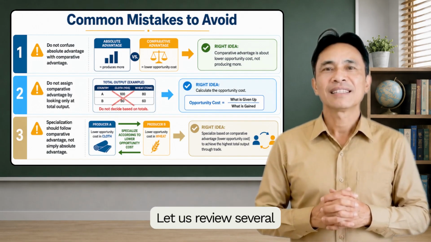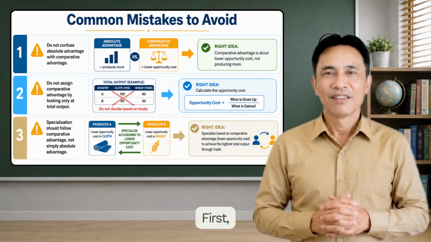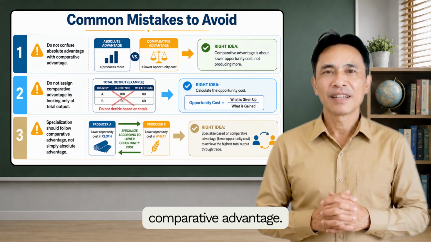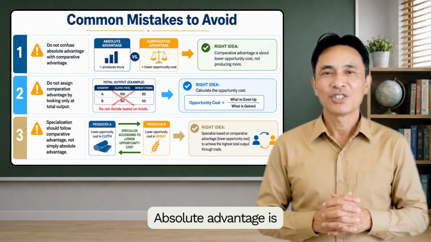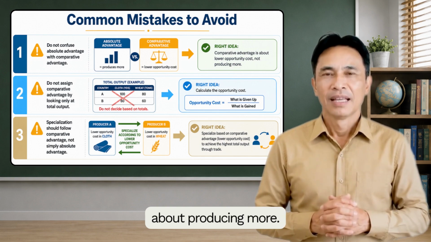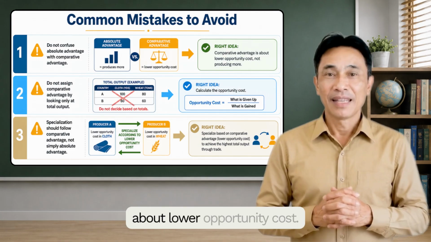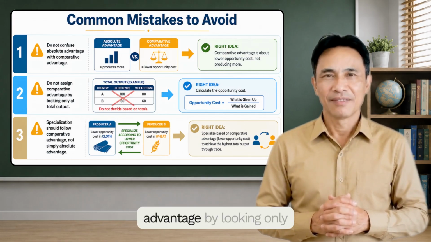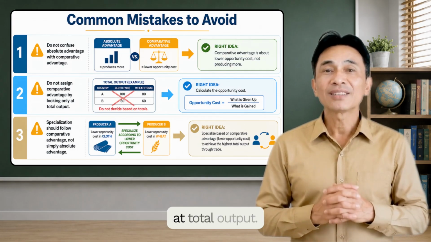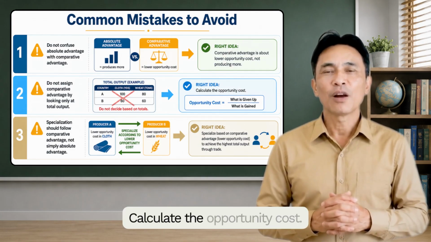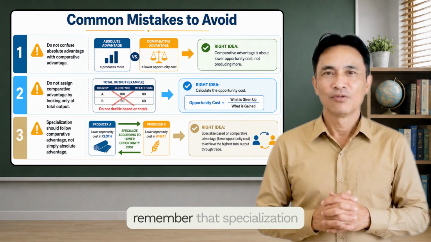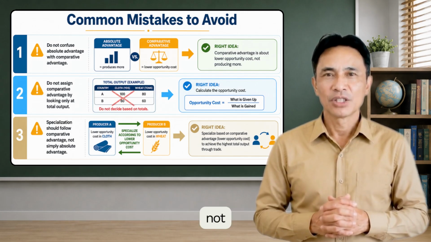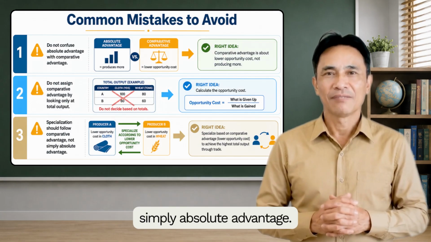Let us review several common mistakes. First, do not confuse absolute advantage with comparative advantage. Absolute advantage is about producing more. Comparative advantage is about lower opportunity cost. Second, do not assign comparative advantage by looking only at total output. Calculate the opportunity cost. Third, remember that specialization should follow comparative advantage, not simply absolute advantage.